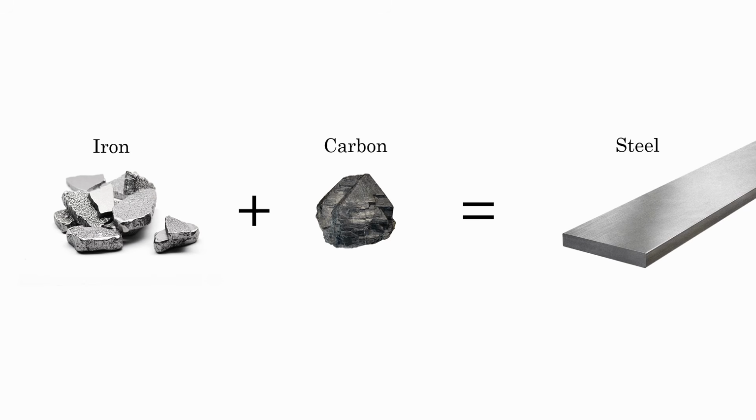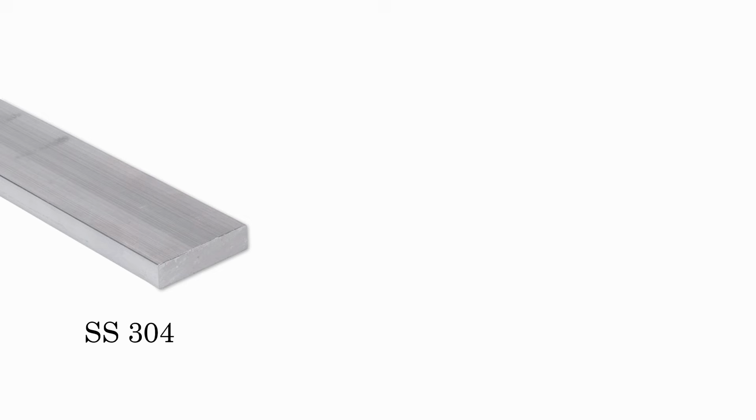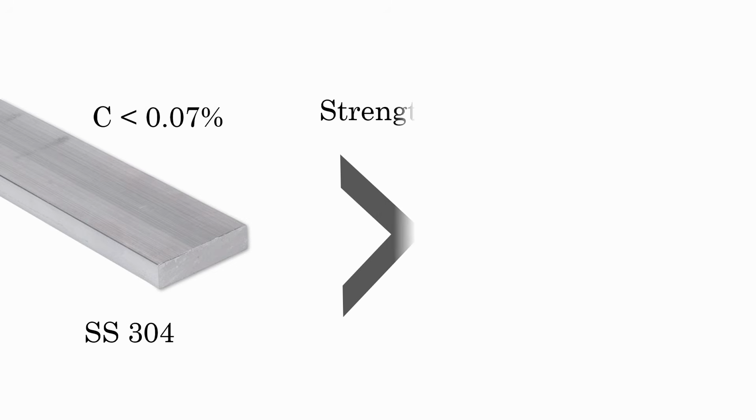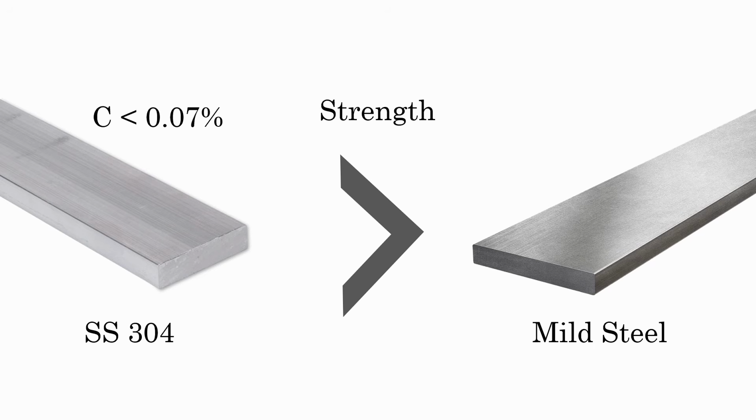And this brings up an interesting question. If austenitic stainless steels have only 0.07% carbon, then how is it still stronger and harder compared to regular mild steel, which actually has more carbon, around 0.15 to 0.25%, sometimes 0.5%?